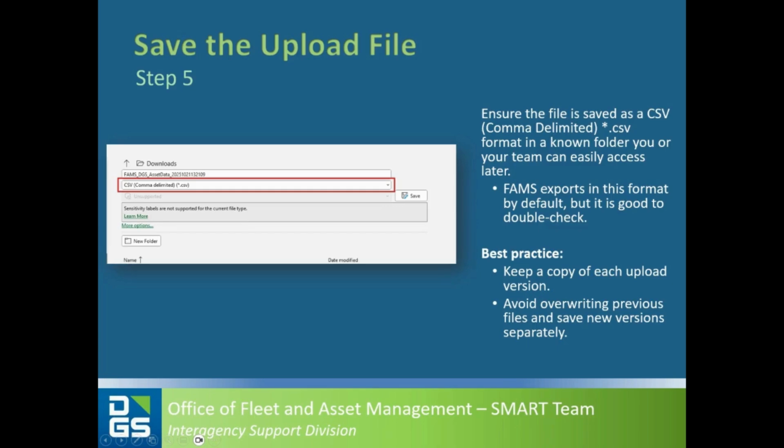Step 5, save the upload file. Save your file in a location that is easy to find later. It is best practice to keep a copy of each version. Don't overwrite previous files. Save each version separately. Ensure this file is saved as a CSV, comma delimited format. FAMS exports this format by default, but it's good to double check.